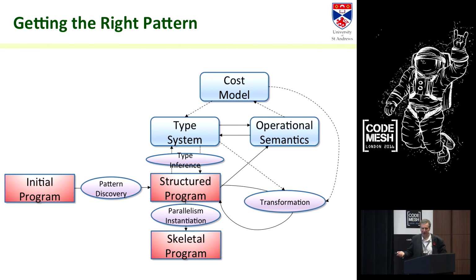So this is the idea. Start off with your initial program, discover patterns using anti-unification, build a structured parallel program, do some type inference on that to tell us what the parallel types are. From that, we can work out an operational semantics, and the operational semantics tells us what the costs are of executing each of the parallel structures. Okay. This then lets us define some transformations using the third homomorphism theorem, etc., that allow us to take one structured parallel program and turn it into another one.